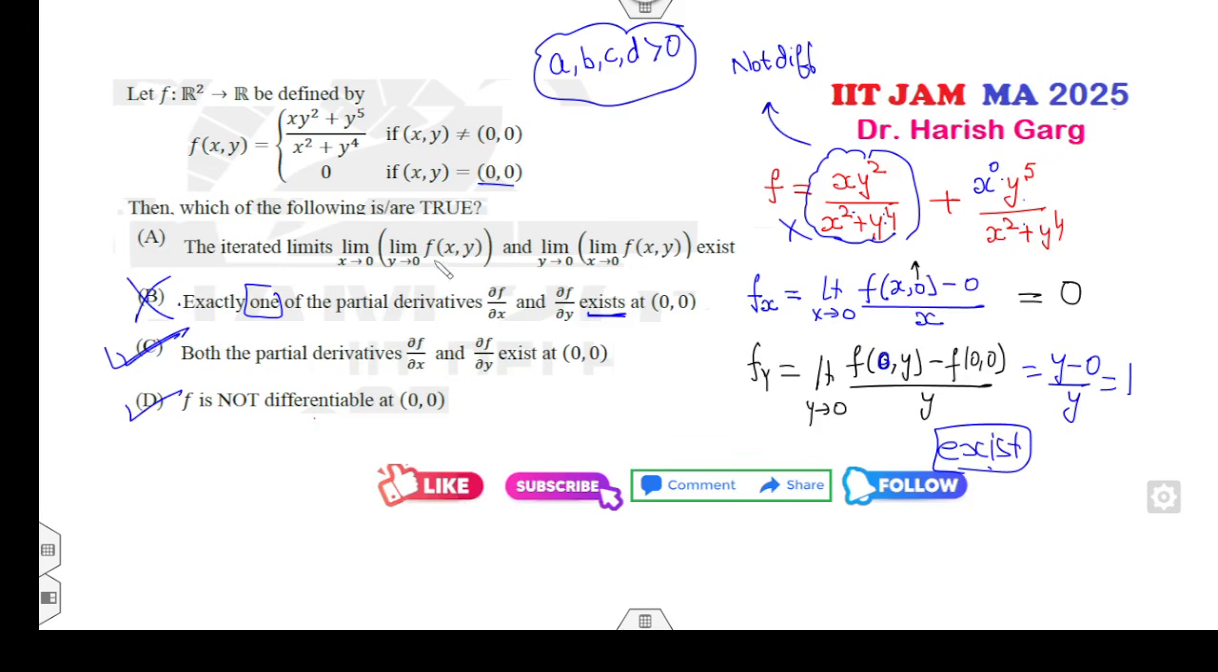Now look at the first part. If you take the limit as y approaches 0, the answer is 0. And when you take x approaches 0 of this, the answer is 0. When you take x approaches 0, the answer is y. And when you take y approaches 0, the answer is again x. Yes, both the limits exist. So the answer is A, C and D are the correct answers.